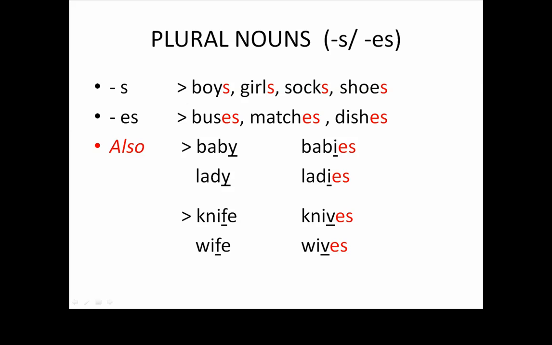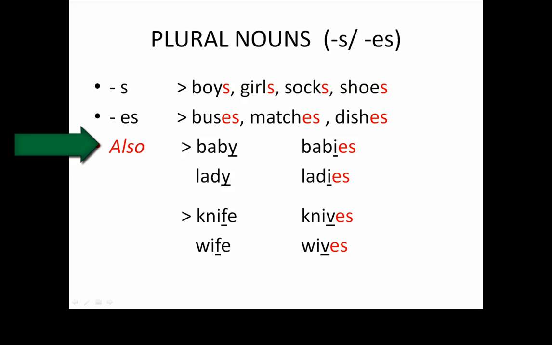Plural nouns usually end with S or ES. Examples with S are boys, girls, socks, shoes. Examples with ES are buses, matches, dishes. We have the ES because of these sounds: S, ch, sh, also z, zh. Those sounds mean we add ES.